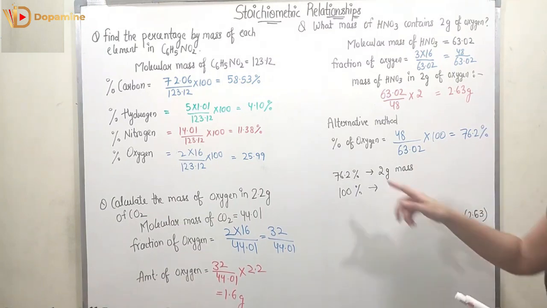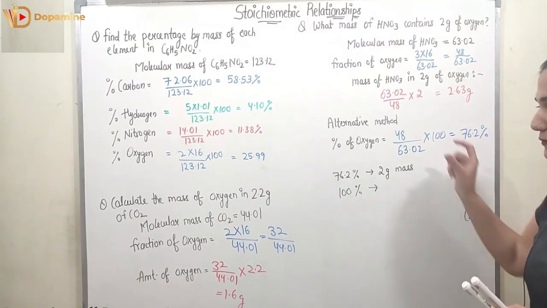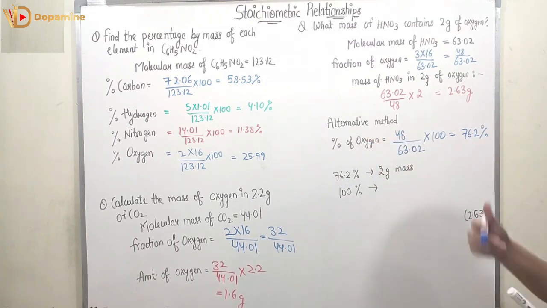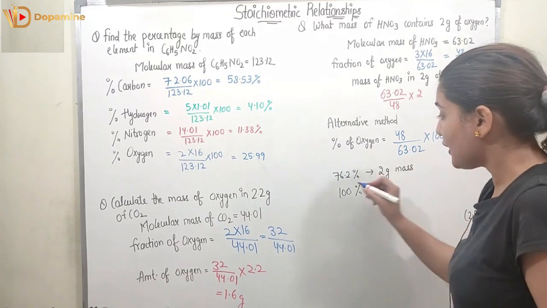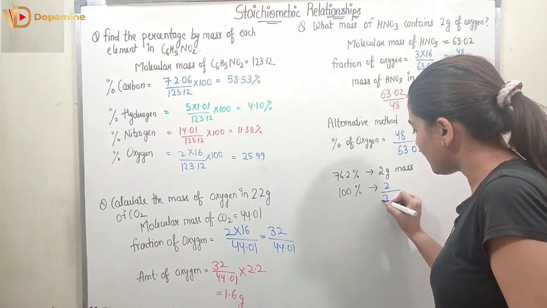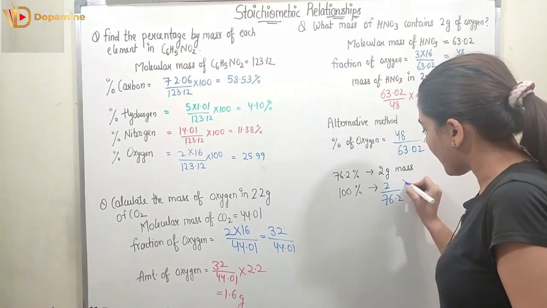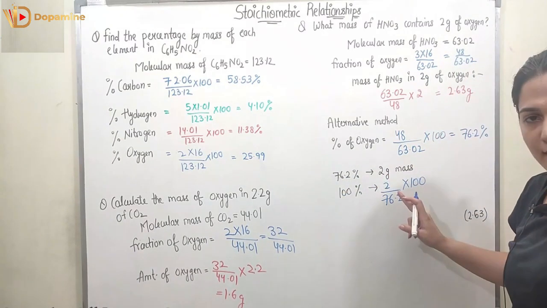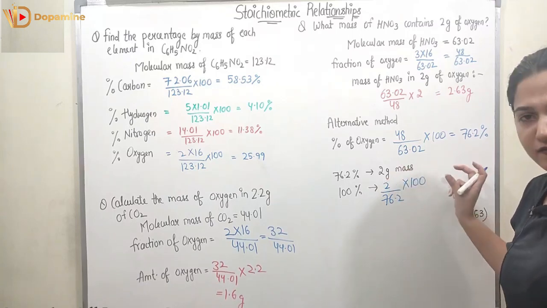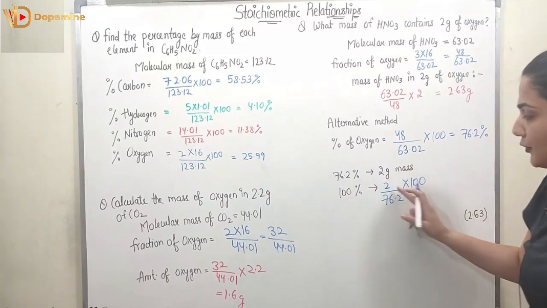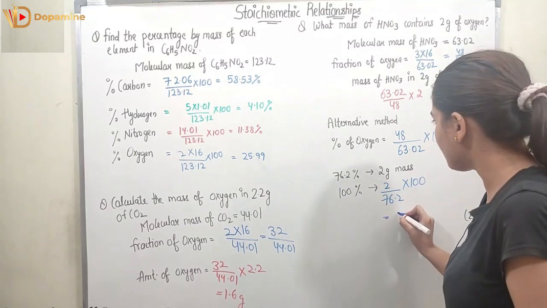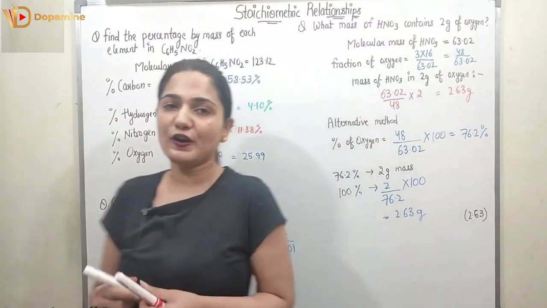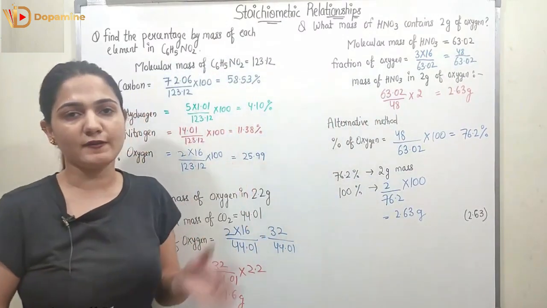So 76.2% is 2 gram in mass, because oxygen is 2 gram in mass. So now how can I find out 100%? I can take 76.2 in the denominator. So 1% will be containing 2 upon 76.2 gram of mass. So 100% will be containing 2 upon 76.2 into 100 gram of mass, which is coming out to be 2.63 grams. So I hope you understood all of the 3 questions and the 2 methods for solving this question.